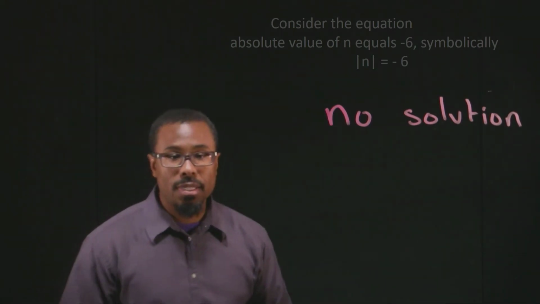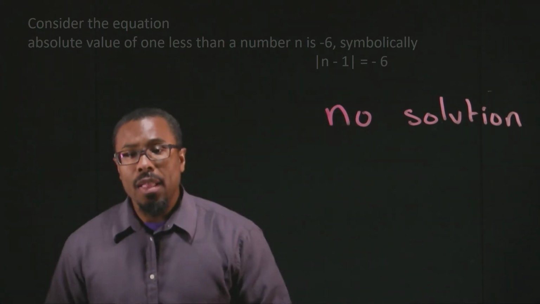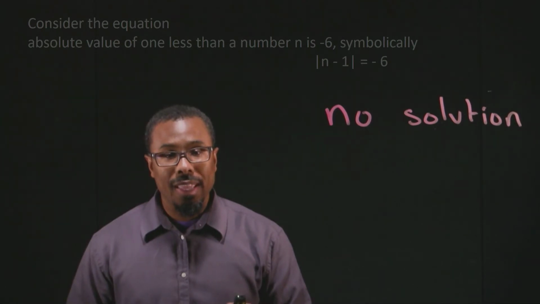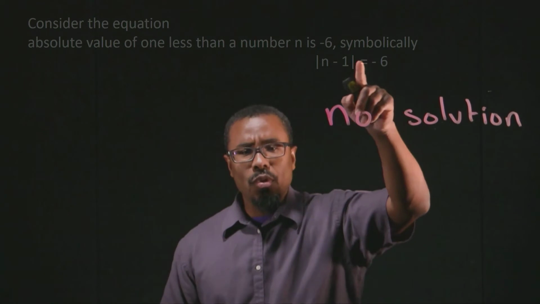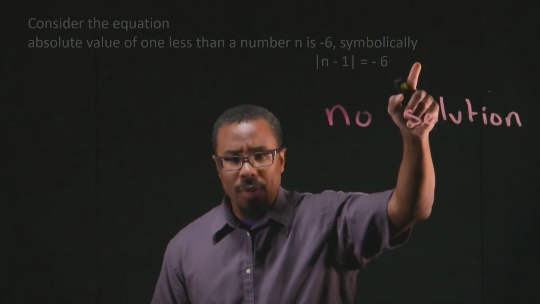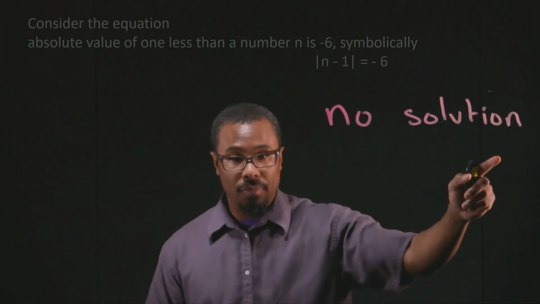So let's consider this next example. Will this one have a solution? The absolute value of 1 less than a number, n, is negative 6. So we still have this absolute value here, and the absolute value is equal to a negative number. In this case, it will still be no solution.